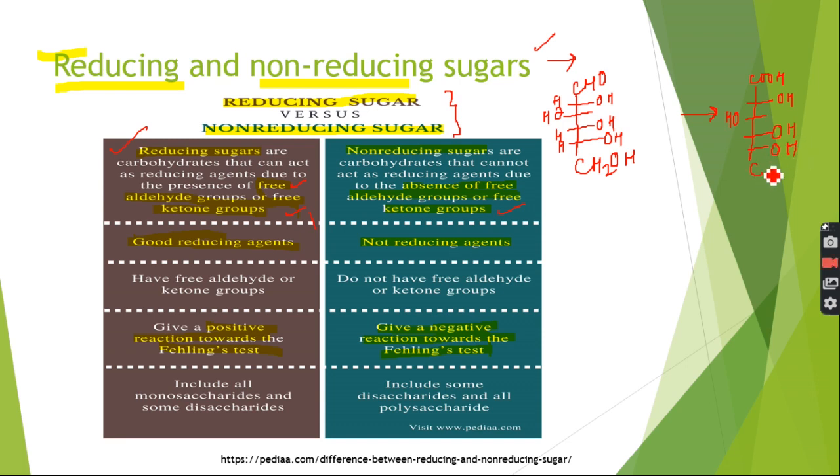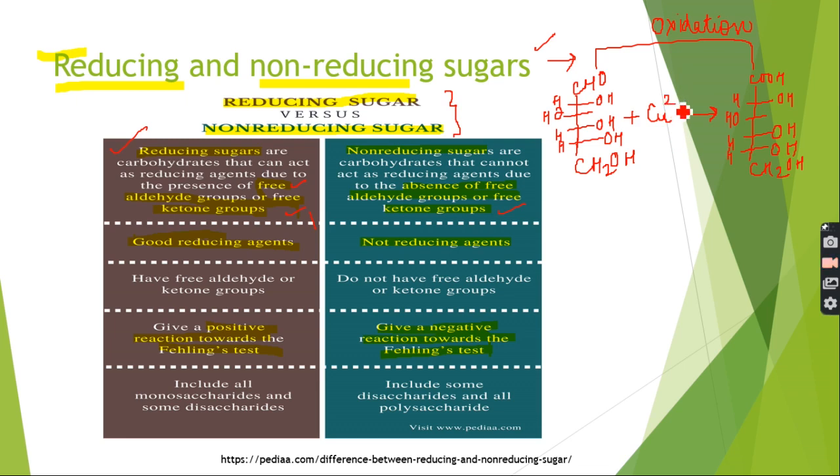Okay, everything else remains the same. Only the aldehyde group gets converted into acid, which is of course oxidation. Okay, so this is oxidation which is happening. I'm sure everybody remembers organic chemistry. So aldehyde to acid, that is oxidation which is taking place, and simultaneous reduction takes place.